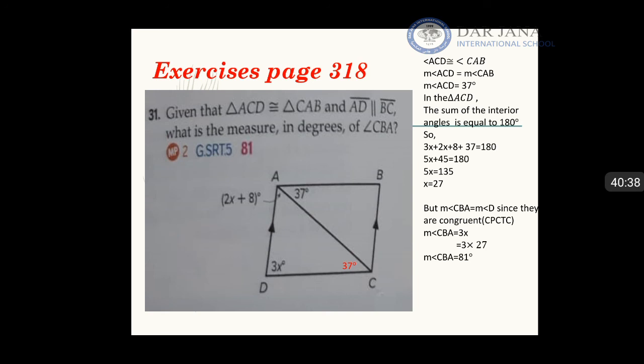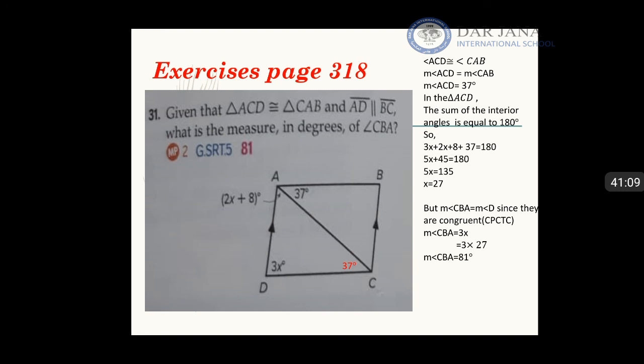So to find the measure of angle B, we need first to find the measure of angle D. Angle B is congruent to angle D in the second triangle, since those two triangles are congruent, by CPCTC: corresponding parts of congruent triangles are congruent, and those are angles. Their corresponding angles are congruent. So the measure of angle B is the same as the measure of angle D. So to find the measure of angle B, we want to find 3x. So we need to find x first.